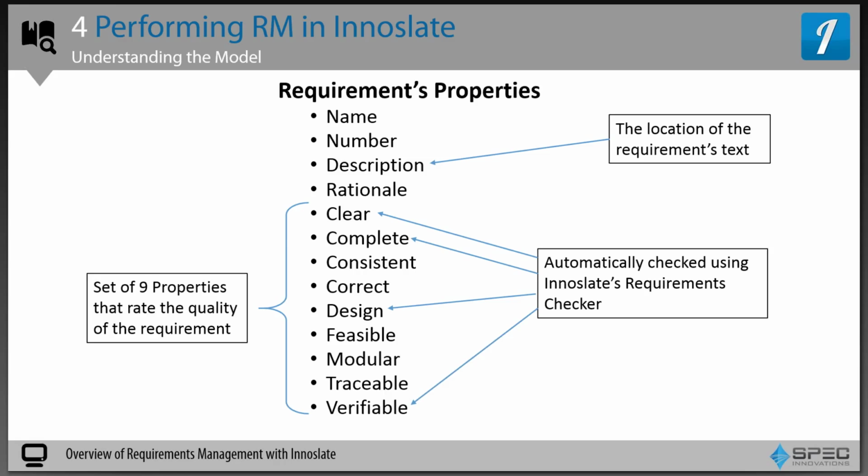So inside Innoslate, we have what's called the requirements class, and on the requirements class we have some properties, and you can see here we have a list of those properties. The first three are name, number, and description, and the description is where we put the classic requirements text. We next have rationale, and then below that we have a set of 9 properties that are kind of focused on quality, and we call those the quality properties. Innoslate also has a requirements checker that uses natural language processing to automatically check the requirements for clear, complete, design, and verifiable. It'll look at those requirements and provide some insight and guidance to help write better requirements.